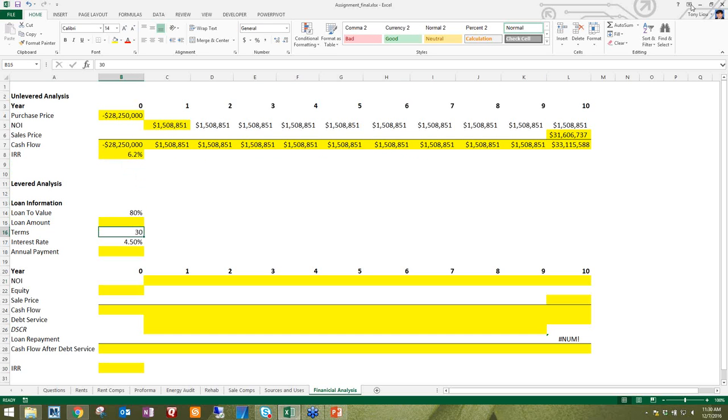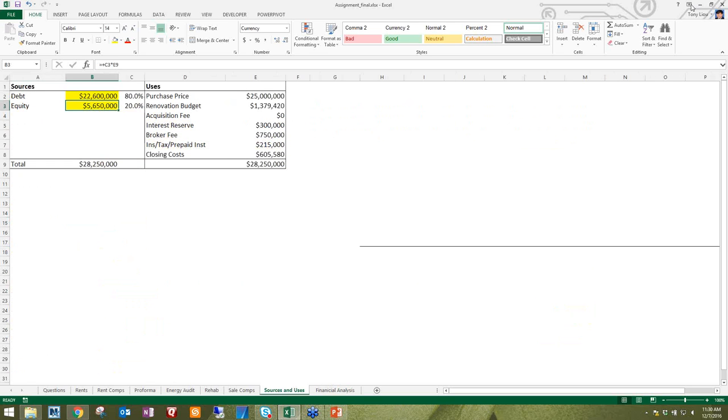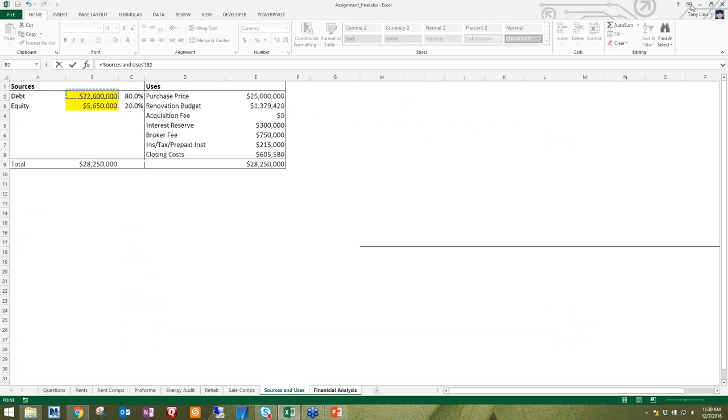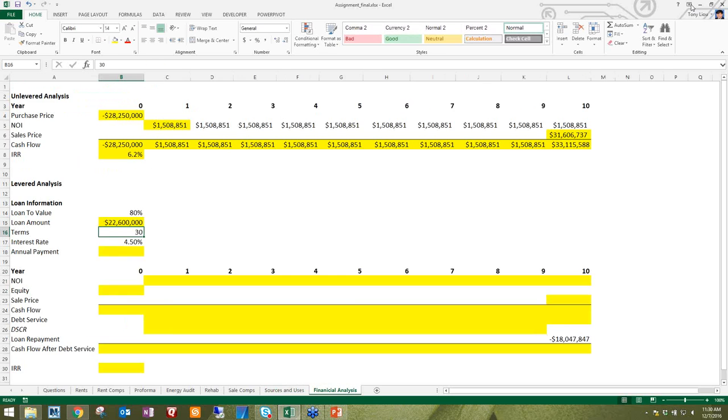So let's figure out what the debt is going to be. Loan to value, so this is your loan amount. From our sources and uses, we're now going to look at the levered analysis, meaning that we're going to get debt on this thing. The loan amount is going to be 80% of the total project cost, which is $22.6 million. We have a 30-year term and an interest rate of 4%. We want to know our annual payment.